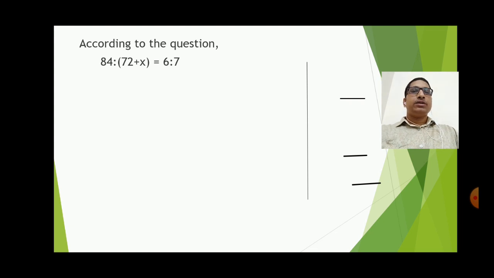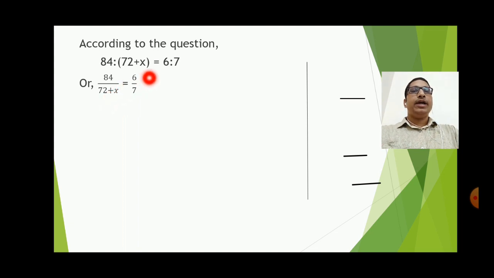Here one thing: we can write a ratio as a fraction. When we write a ratio as a fraction, the antecedent will be the numerator and the subsequent will be the denominator. So look here, in this ratio 84 is the antecedent, and 72 plus x is the subsequent. So here 84 will be the numerator and what will 72 plus x be?